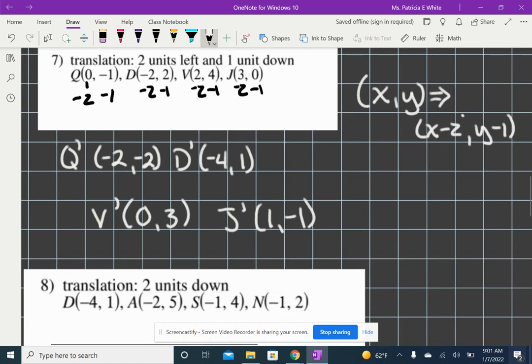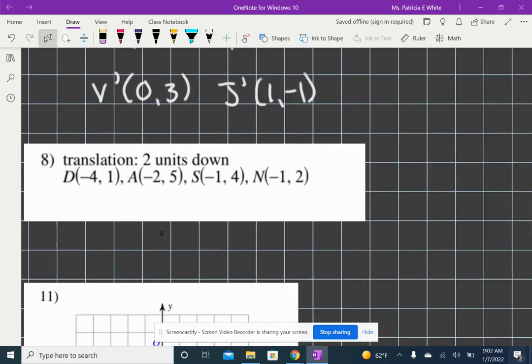Okay? All right, let's do that with number 8. And then after we get done with 8, again, you're going to pause and you're going to do your 9 and 10. All right, so for my rule, the only thing I have on here is 2 units down. So the coordinate x, y goes to, since it's only 2 units down, x stays the same, y minus 2. So when it comes to the math, under the y's, I'm going to write a minus 2. X is just going to stay as is.